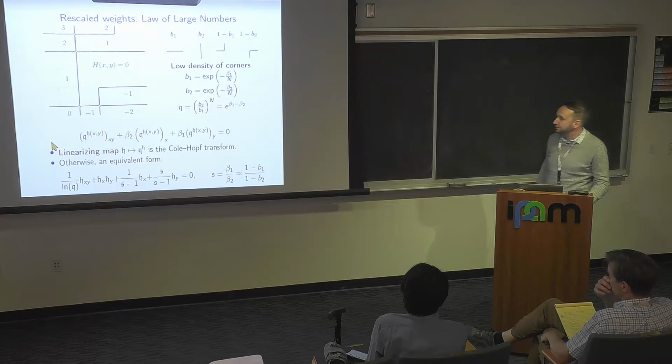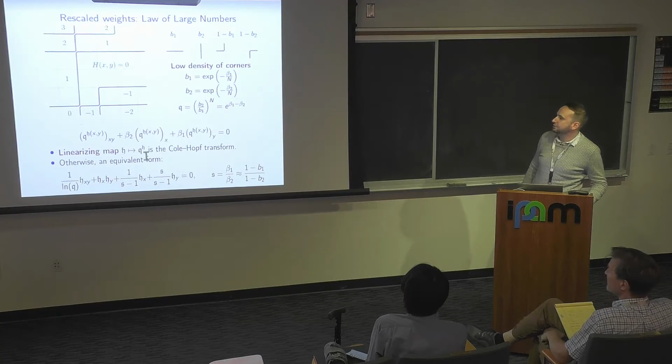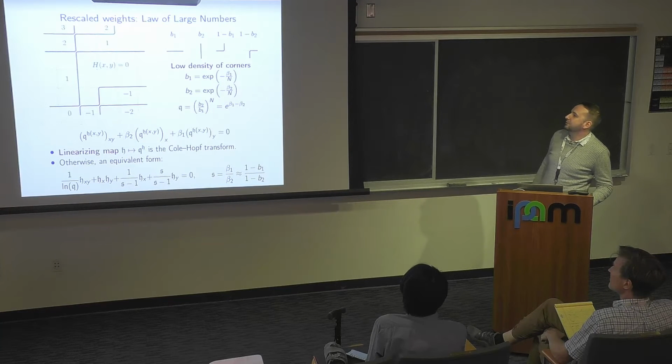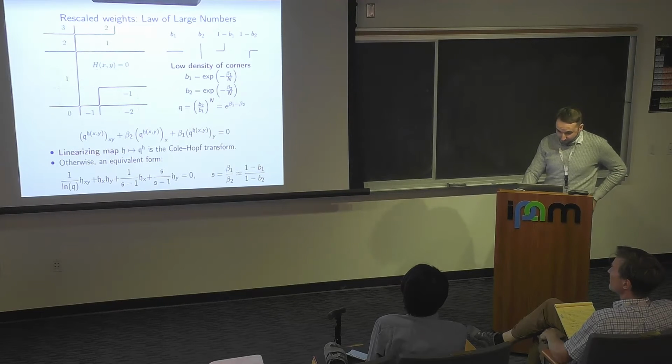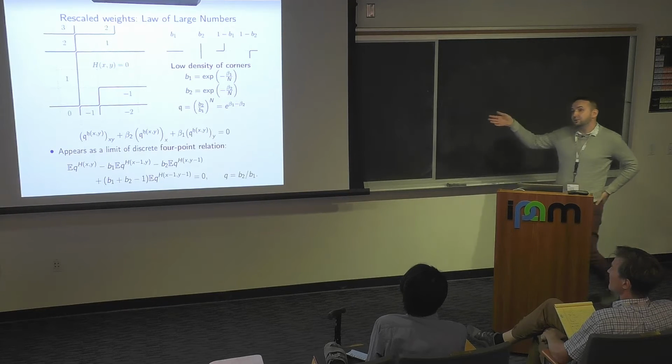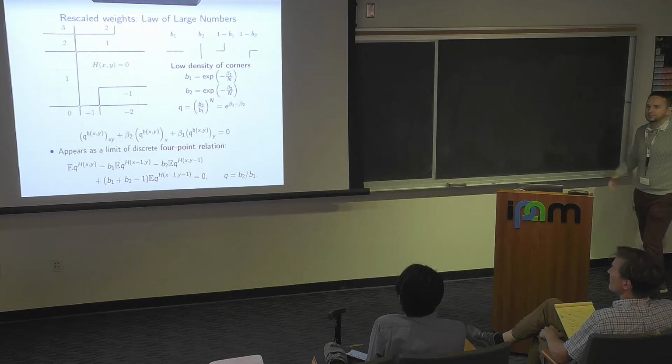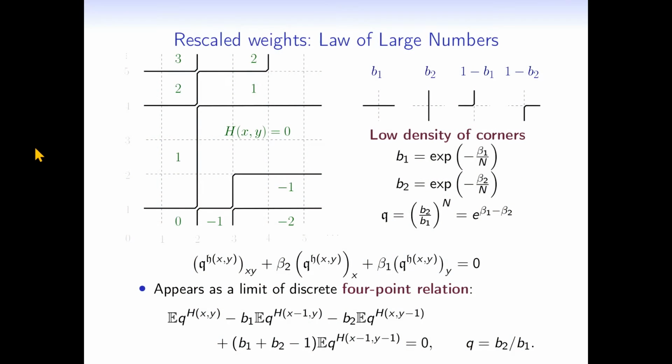That's why it's good to use this map, q to the h, and then write the equation for the limit shape in terms of this q to the h. And in fact, the way we got the result, that the limit shape satisfies this nice PDE, was as a limit of something discrete, which we found in the stochastic six-vertex model itself.